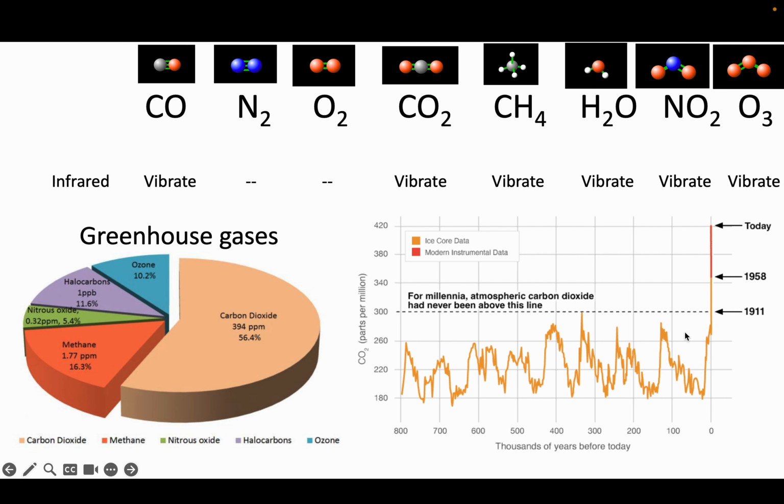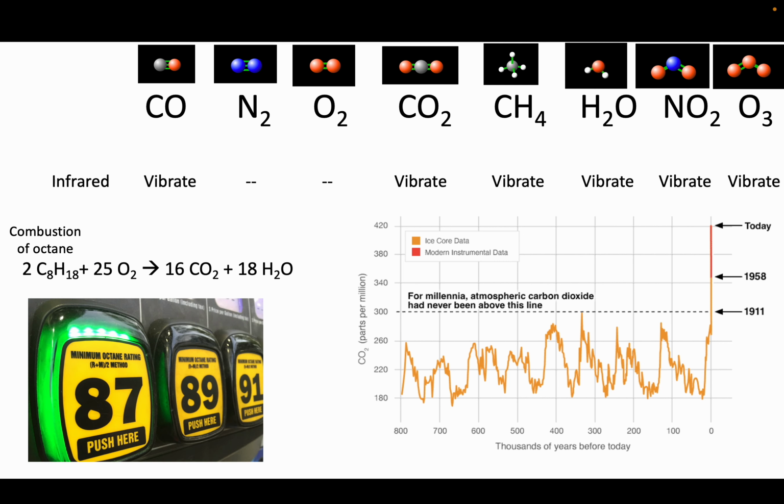This shows data over a huge time span. This x-axis is in thousands of years before today. So this is going all the way back 800,000 years, which is incredible. There were cycles in which carbon dioxide was higher or lower, but we are in an entirely new regime as we pass more than 400 parts per million. Dramatically different. Where's it coming from?